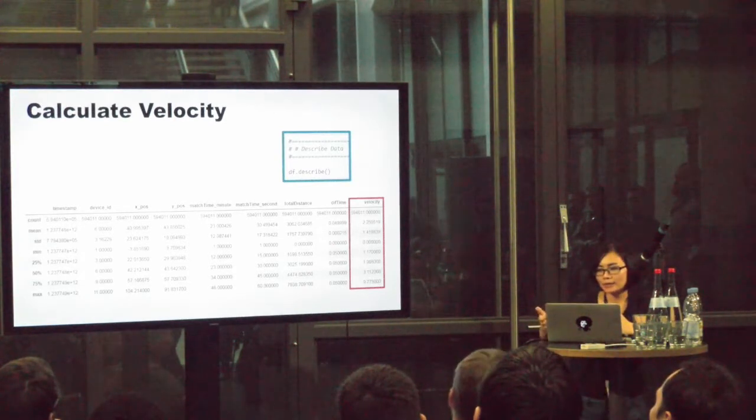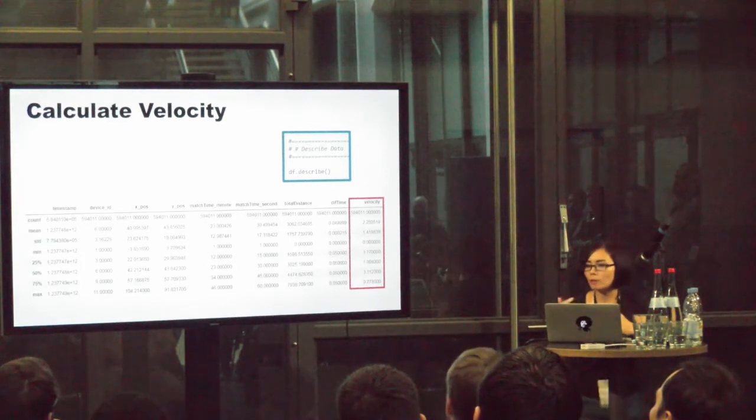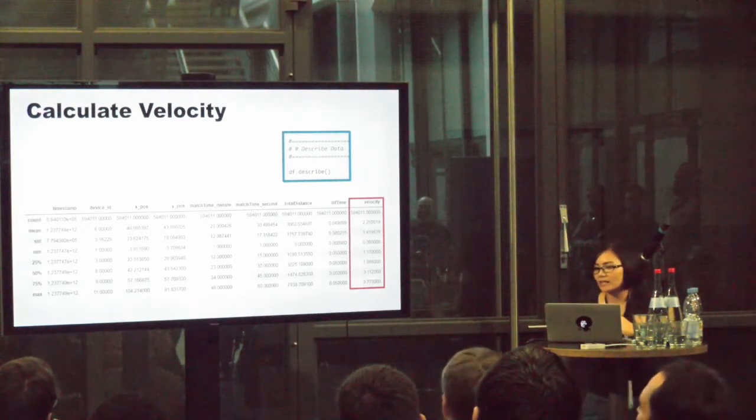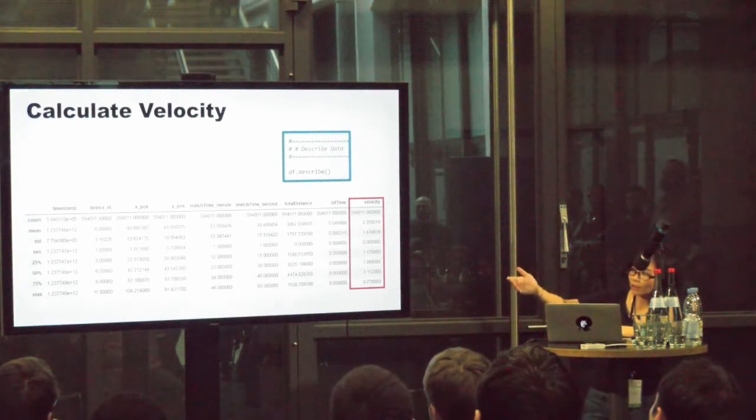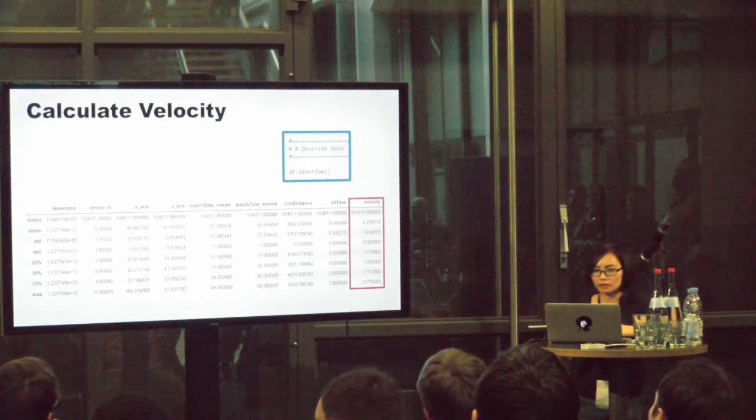We can summarize the data and know the maximum velocity here is less than 10 meters per second. So this means this player runs very fast.